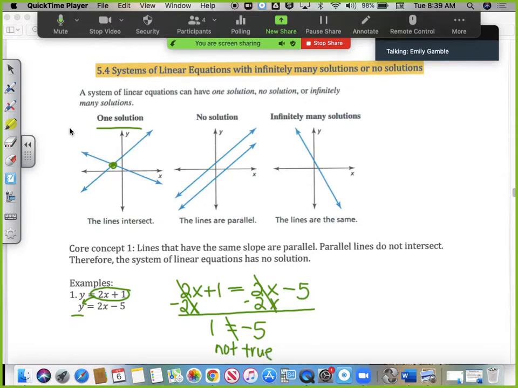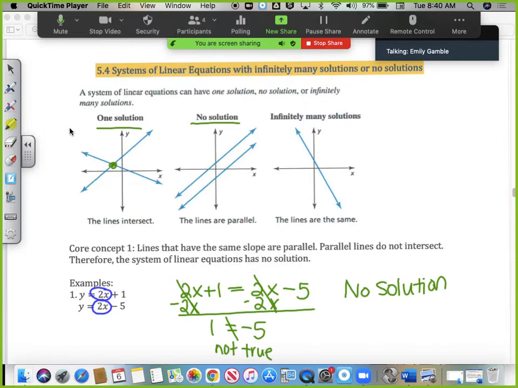Because this is not true, that means that this is going to be a weird situation. That means that there's actually no solution to this problem. And there is no solution because these two lines are actually parallel. We can tell that they're parallel from the very beginning. If you look closely, parallel lines have the same what? Slope. So because these two lines have a slope of 2, that means that they will have the same steepness. They're never going to cross.